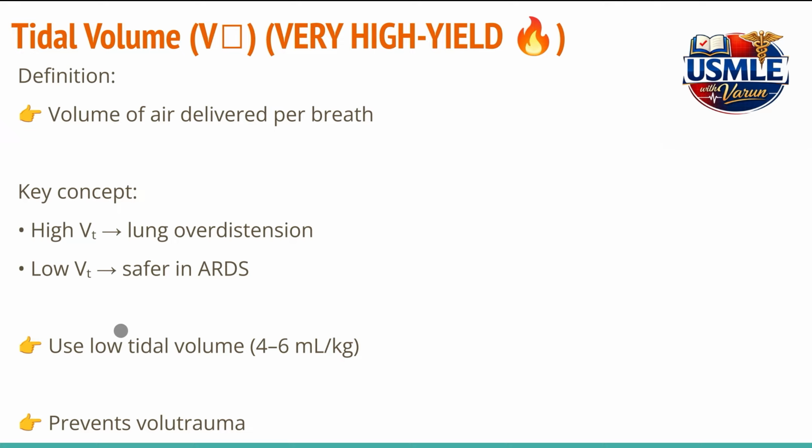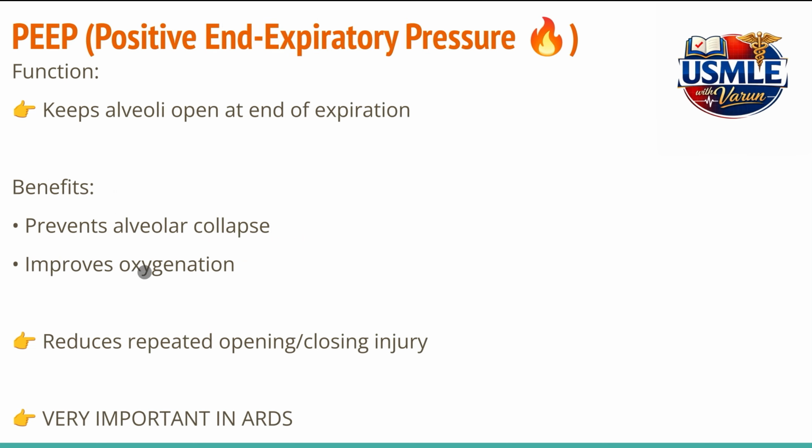We always need to use a low tidal volume of around 4 to 6 ml per kg. So this helps us prevent volutrauma or barotrauma, as we call it, to prevent the overdistension of the lungs, because of the ventilation associated lung injury.